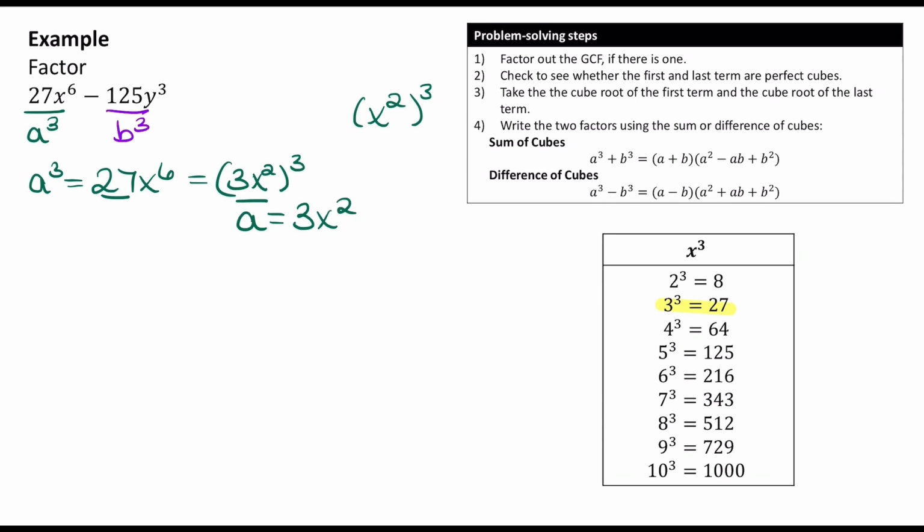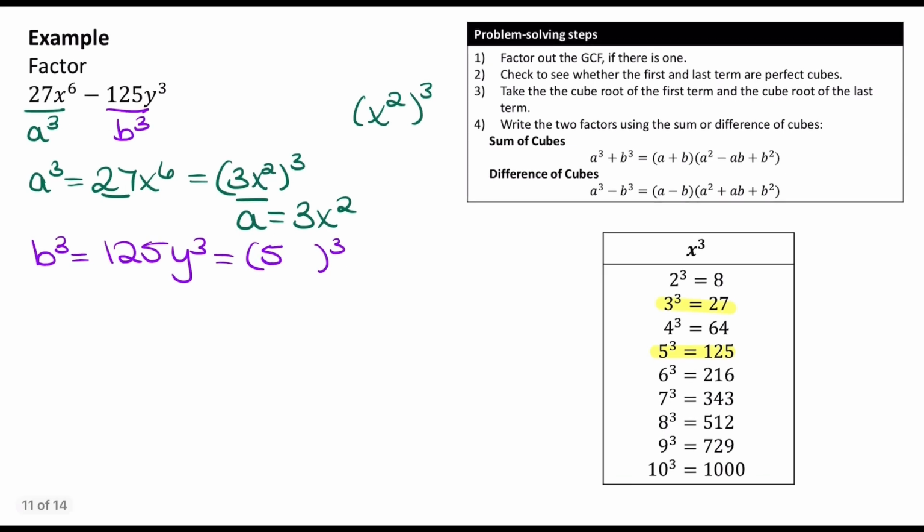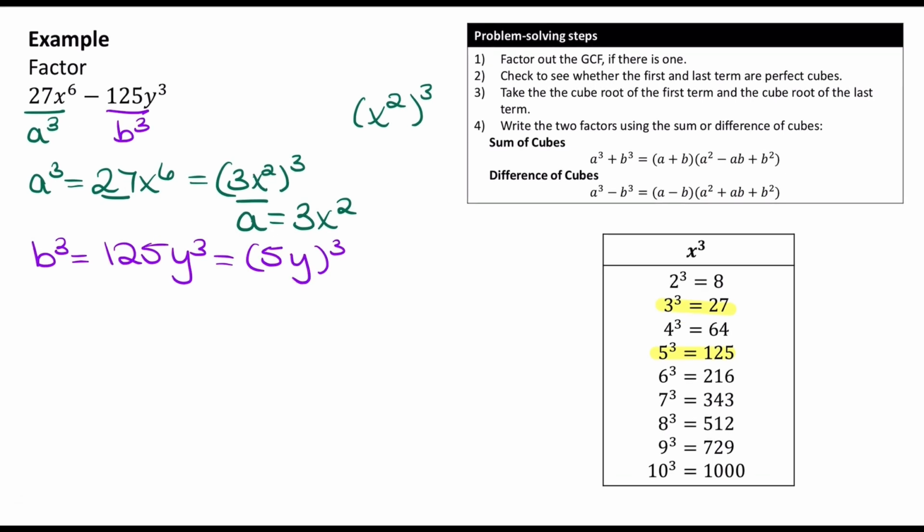Now let's think about b. Okay, so b cubed is equal to 125y to the third. So that's basically saying something raised to the third power is equal to 125y to the third. Well, 125, I know from my chart, is 5 to the third. So I'm going to say 5. And then y to the third means I just took a y and raised it to the third power. So that means my b is going to equal 5y.